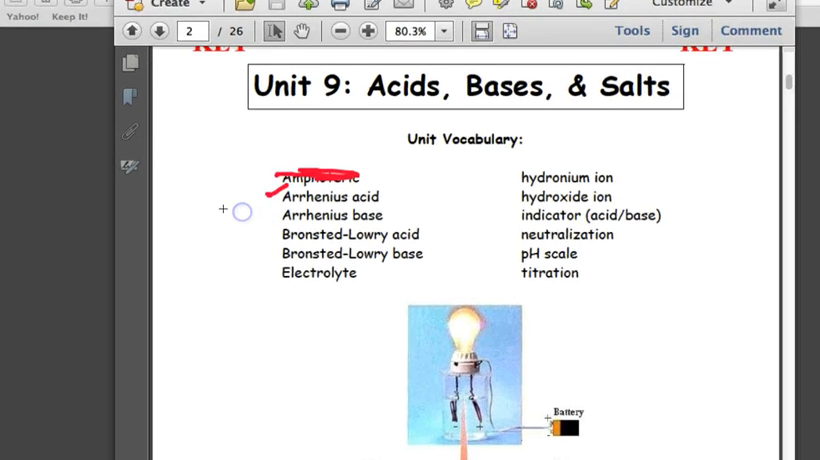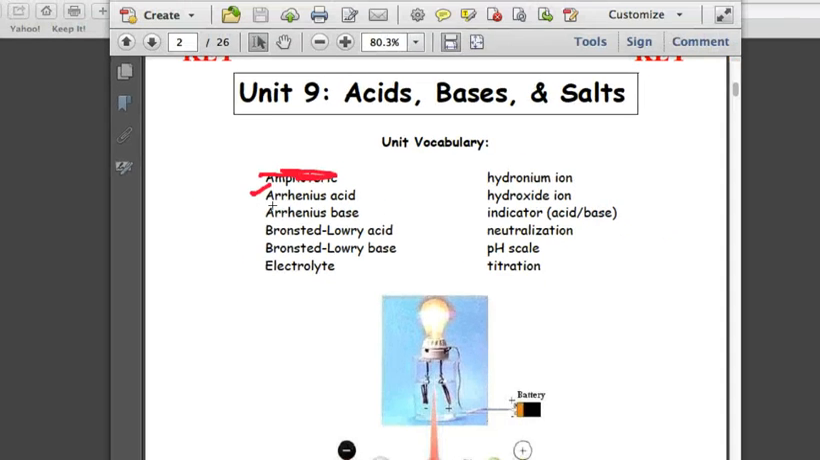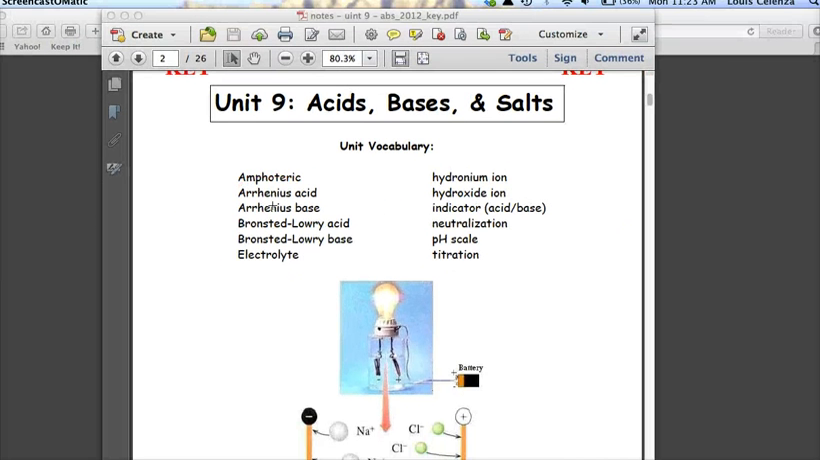But I'm going to put a check next to the ones that you do need to know the definition for. That would be, again, you don't need to know this one. You do need to know that one. All the ones I'm putting a check next to, you definitely need to know what they are. You need to know an indicator, neutralization. I don't really necessarily think you need to know the definition for pH scale, and you do need to know for titration. So those are the terms that you do need to know the definition for.